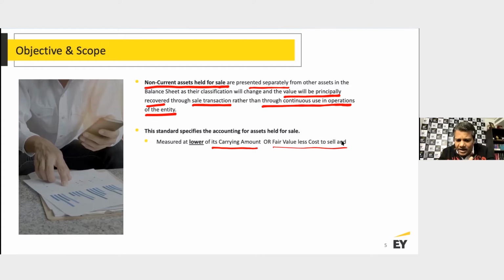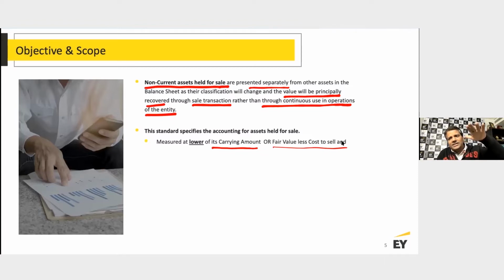The carrying amount is the amount immediately prior to this being classified as held for sale. You have to compare the carrying amount immediately prior to classification as held for sale with the fair value less cost to sell. The lower of the two is the measurement amount under the standard. If there is any difference between the carrying amount immediately before classification and the fair value less cost to sell, that means if the fair value less cost to sell is lower than your carrying amount, then that difference is charged to the profit and loss account.